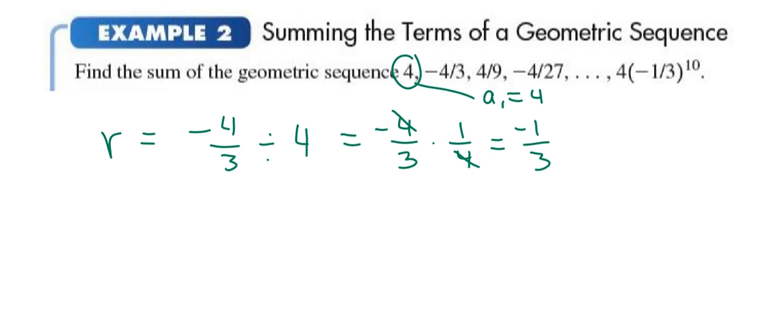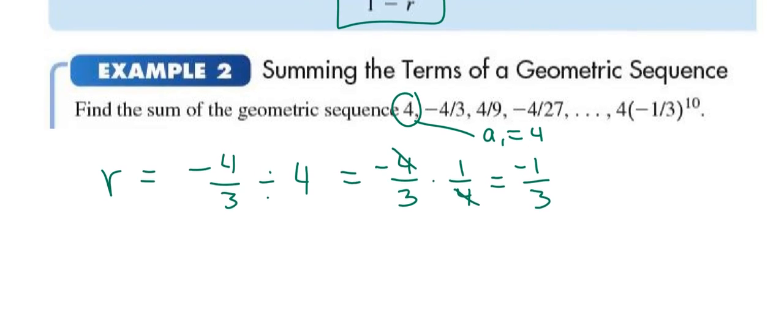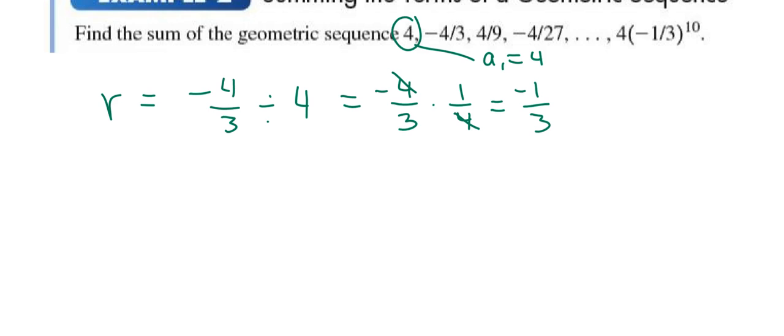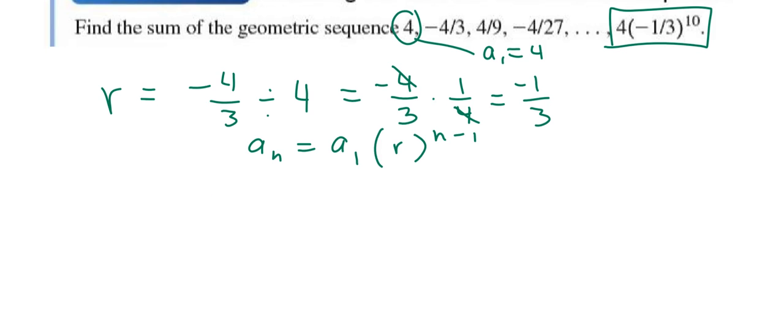Is that all we need to know? No, we need to know the number of terms. So the last term in our list is this one. Okay, so we know that the formula for a geometric sequence looks something like this.